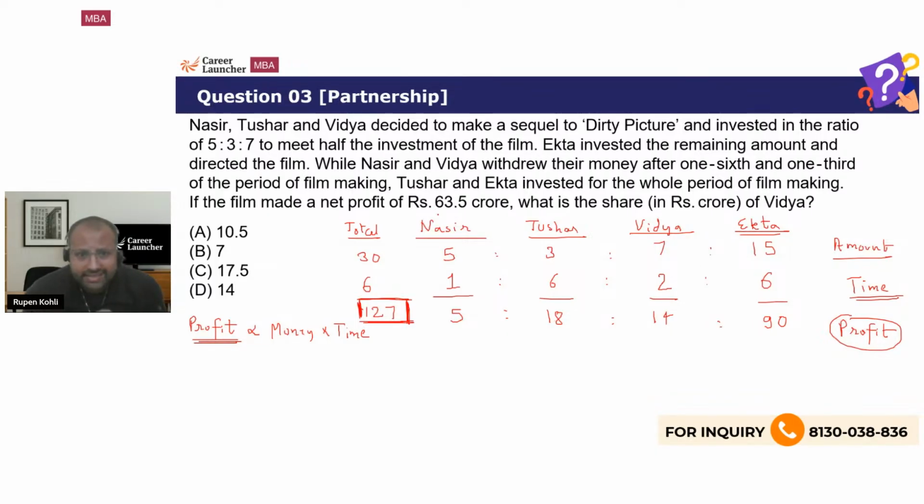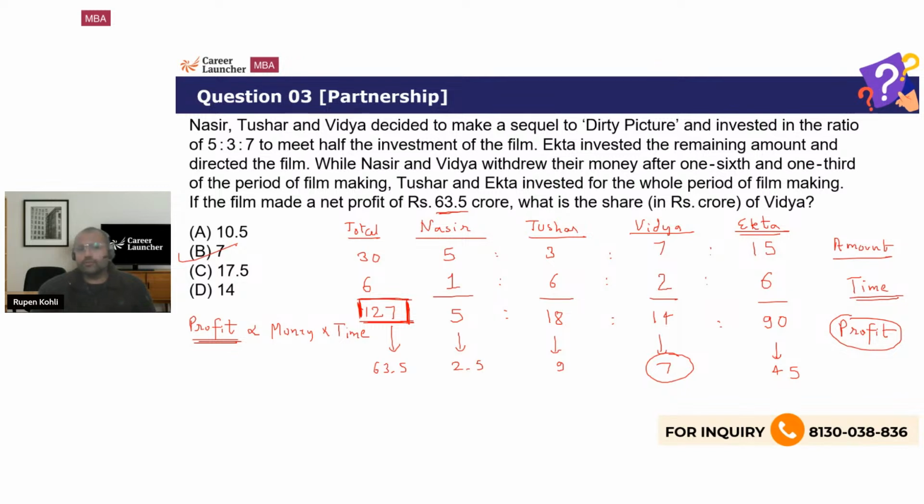Now look at 63.5 and look at 127. Divide 127 by 2, you have exactly that number, 63.5. So if this is 63.5, then the other numbers are also half. So Nasir got 2.5 crores, Tushar got 9 crores, Vidya got 7 crores, Ekta will get 45 crores. What is the share of Vidya? That is this number 7.